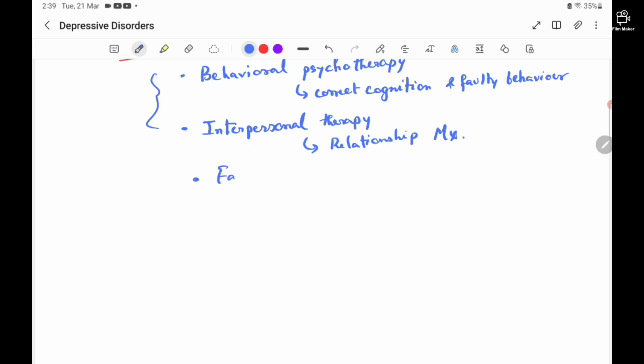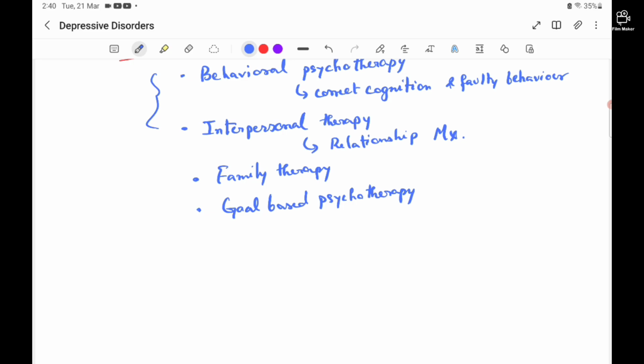Others can be family therapy, and there can be goal-based psychotherapy. In goal-based psychotherapy, basically you give the patient a goal that you will achieve this when you do this. So that's the kind of correction which is made.